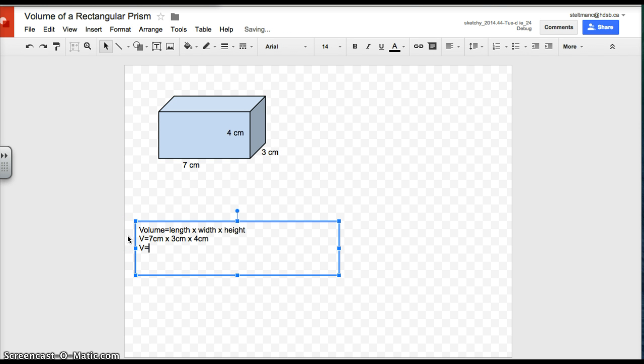And I can just start doing that. So the volume equals, well, 3 times 4 is 12. So 7 centimeters times 12 centimeters. I know that 7 times 12 is 84. So volume equals 84 centimeters cubed, because I can't do the exponent. So there we go. The volume of this is 84 centimeters cubed.